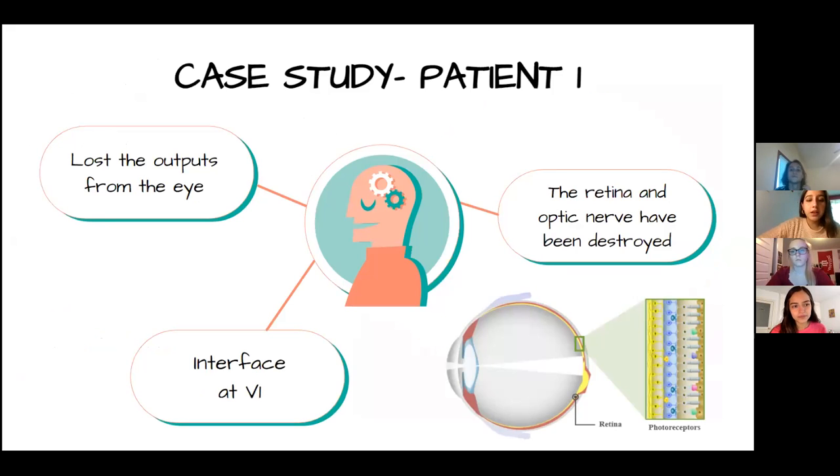So, Christina and I are going to present the case of patient one. This person has lost the outputs from the eye; the retina and the optic nerve are damaged, and we will interface at V1.